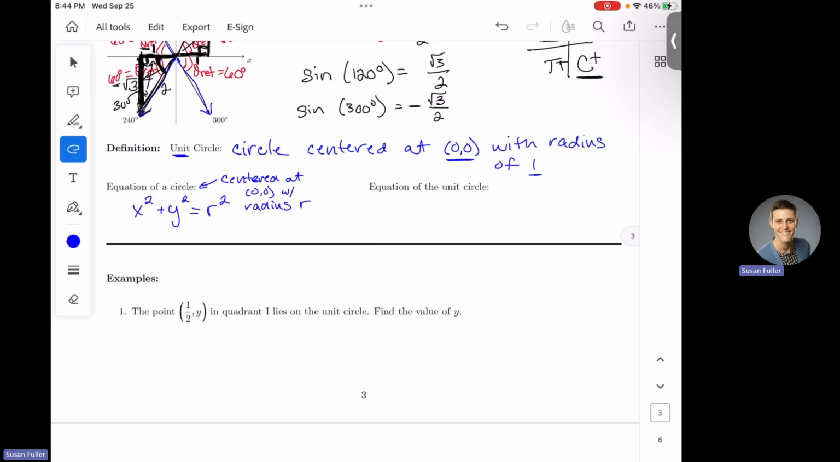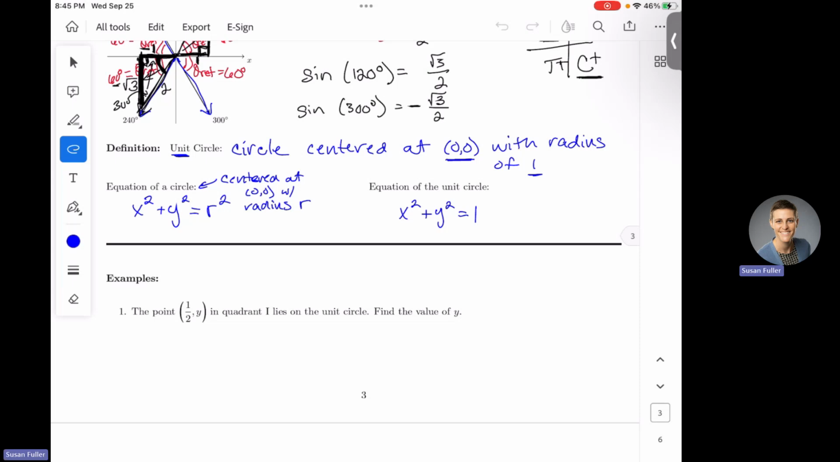But our unit circle is centered at the origin with a radius of 1. So the equation of the unit circle specifically is going to be x squared plus y squared, because it's a circle, and it's going to equal our radius squared. But on the unit circle, our radius is 1. And what is 1 squared? 1 squared is just 1. So I can erase that. So the equation of the unit circle is x squared plus y squared equals 1.